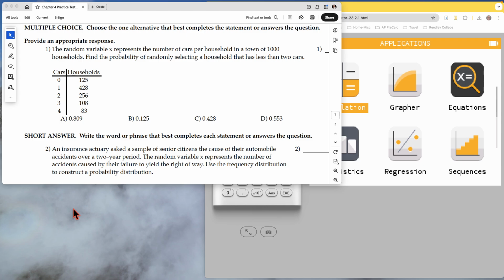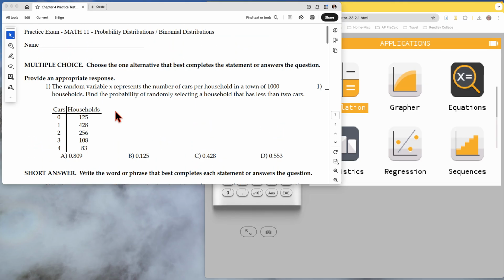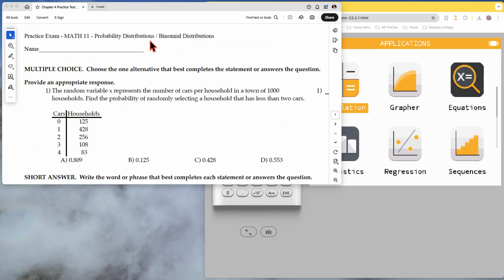Someone noticed that I hadn't done this practice test for the probability distributions, including binomial distributions. So we'll go ahead and do this one.